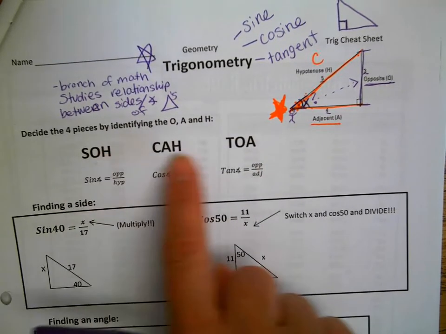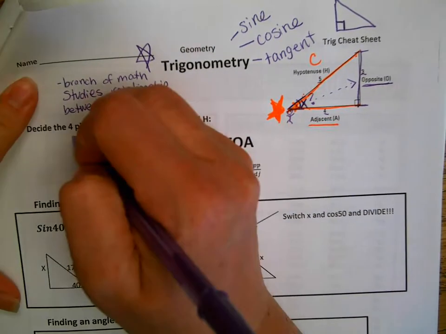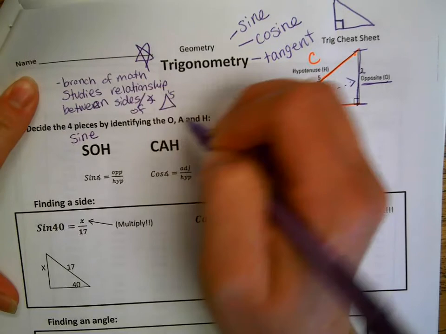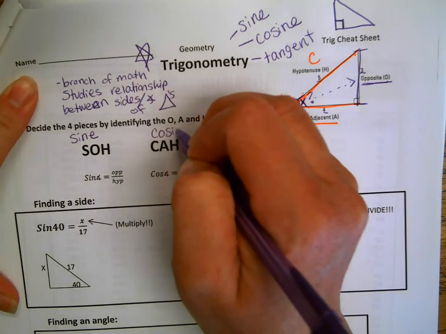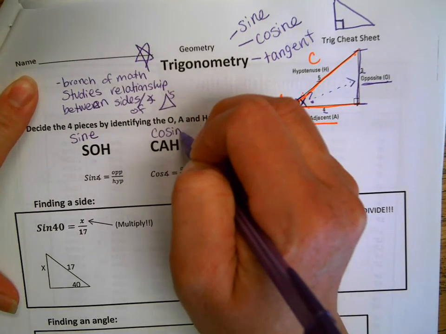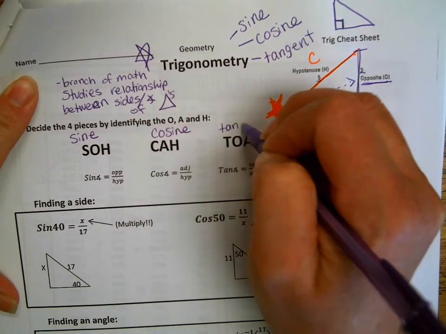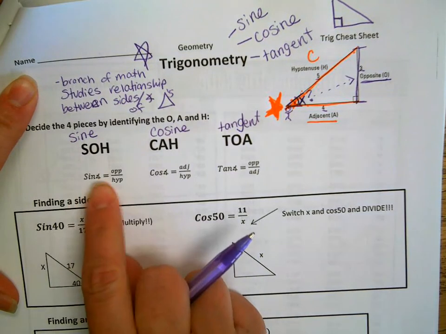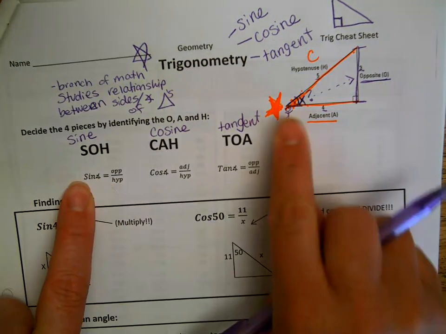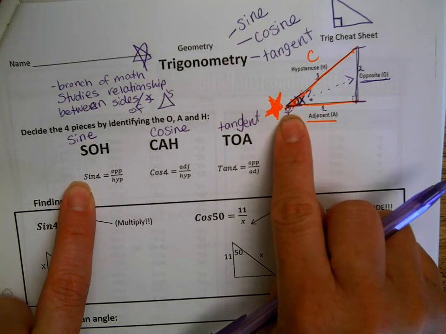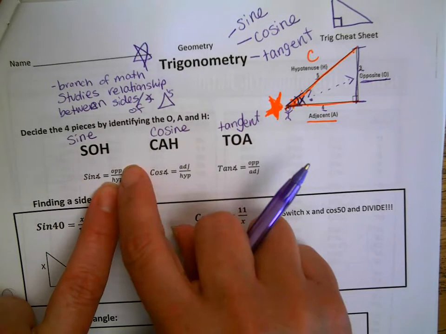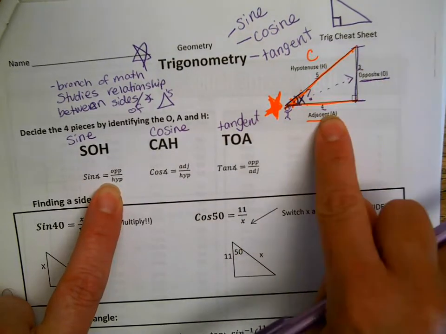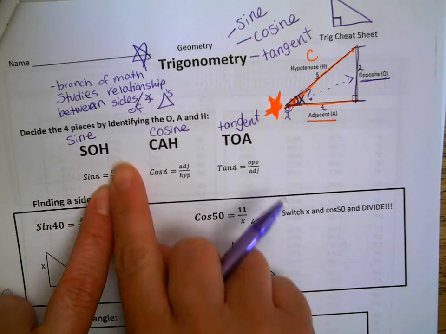So SOHCAHTOA stands for sine, cosine, and tangent. Sine of the angle we're focused on, so again, this angle X here, equals the opposite side over the hypotenuse, meaning 3 over 4. So we're looking at ratios here.